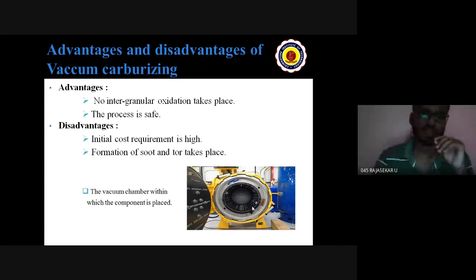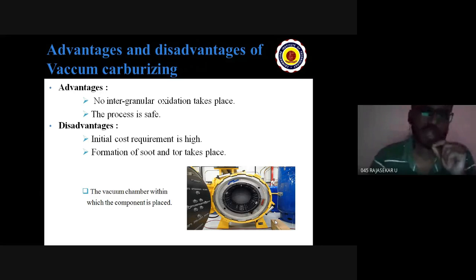Then formation of soot and tar takes place here, because we are not exposing anything out. It is entirely carried out inside the vacuum container. Hence, there is a formation of soot and tar. Also, obviously, it is there. Then the vacuum furnace is shown below, within which the vacuum carburizing process is carried out.